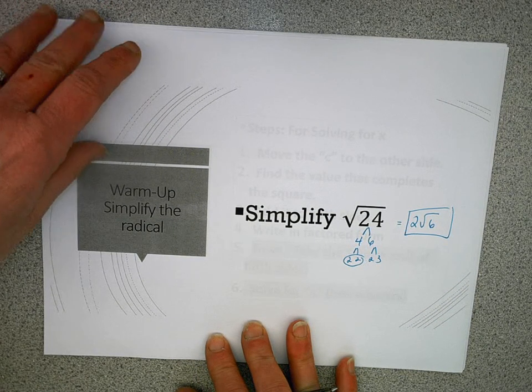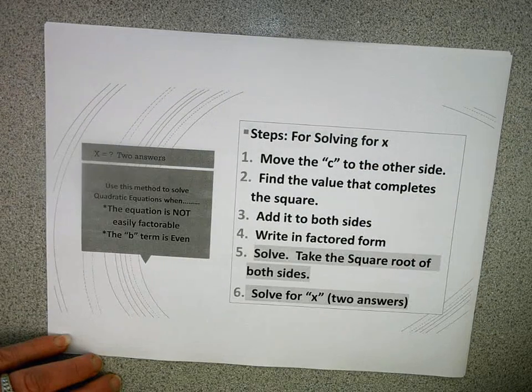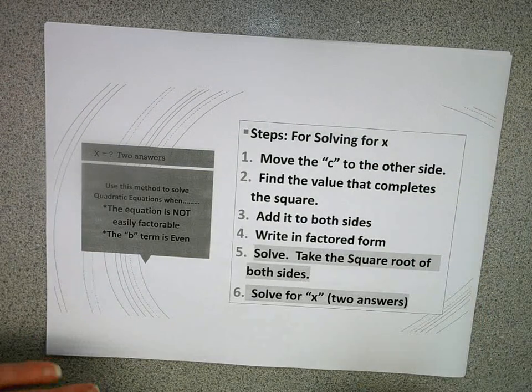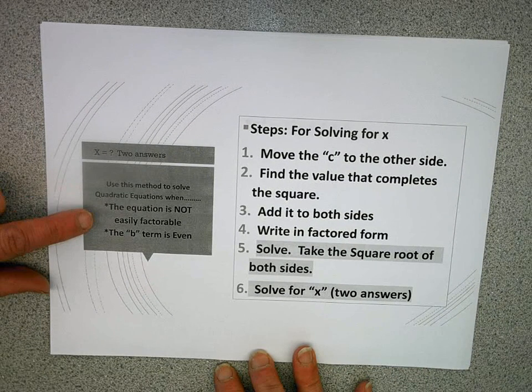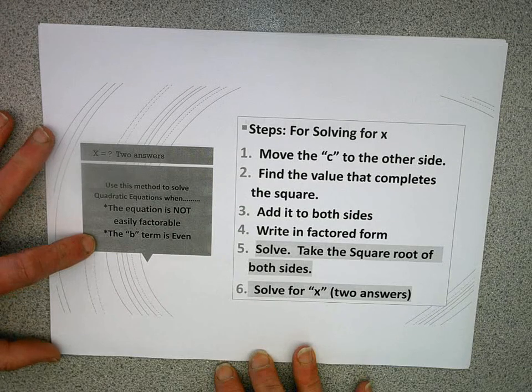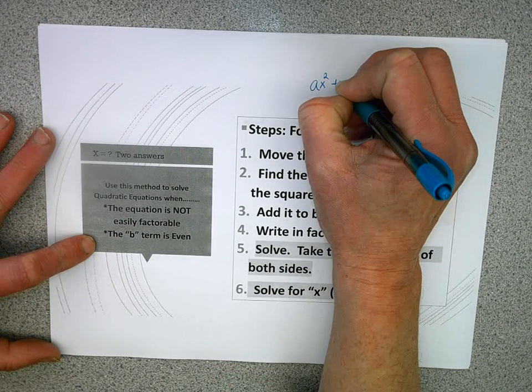Okay, so what are we doing today? Here we go. This is how you solve by square rooting. Use this method to solve quadratic equations when the equation is not easy to factor and the b term is even. So here is a quadratic equation.